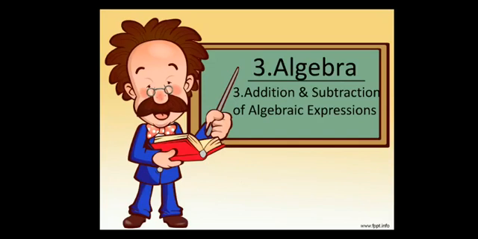So in the previous video we learned like terms and unlike terms. So what are like terms? Terms of an algebraic expression having the same variable factor. Right, that is like terms. Then what are unlike terms? Terms of an algebraic expression having different variable factors. That is unlike terms. So now in this video we are going to see how to add and subtract algebraic expressions.